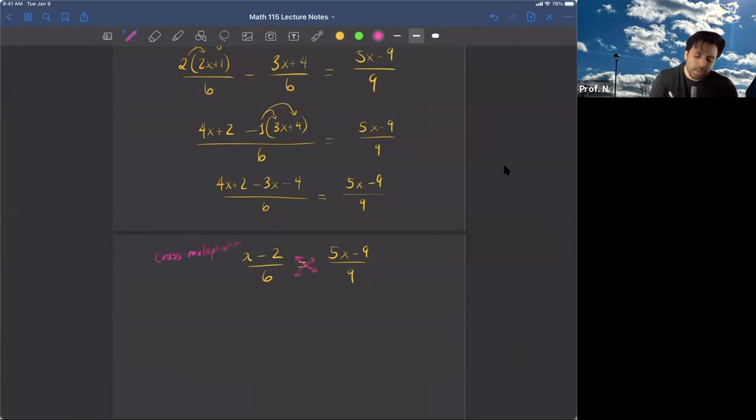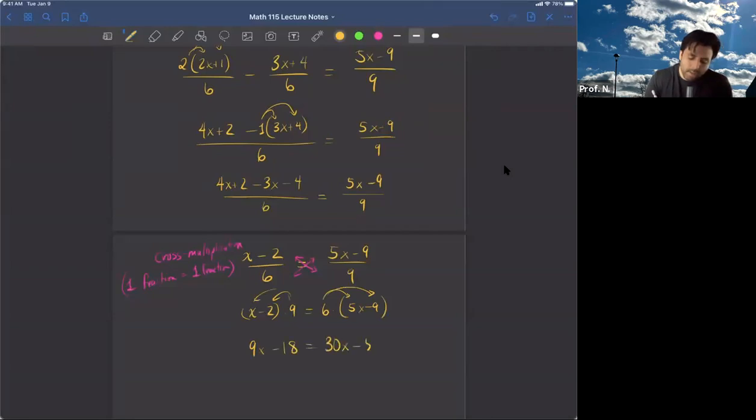We can only do this when we have a fraction equals a fraction. That's the only time we can cross multiply this way. And when we do that, we get what? (x - 2) multiplied by 9 equals 6 multiplied by (5x - 9). Distribute the 9, distribute the 6, and I get 9x - 18 equals 30x - 54.